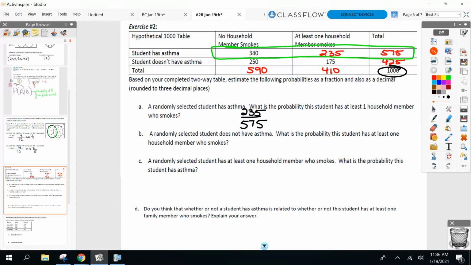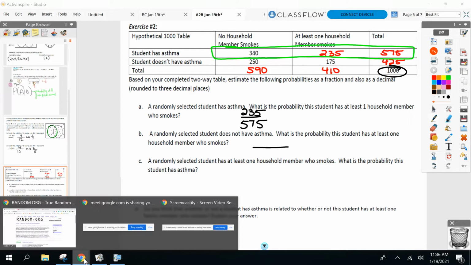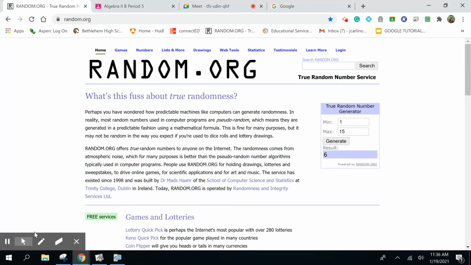All right, let's go part B now. Now I'm going to start asking you guys. A randomly selected student does not have asthma. So now it's not out of 1,000. It's not out of 575 anymore. I'm picking from the students who do not have asthma now. So what number should be in the bottom there, in the denominator? Do not have asthma.